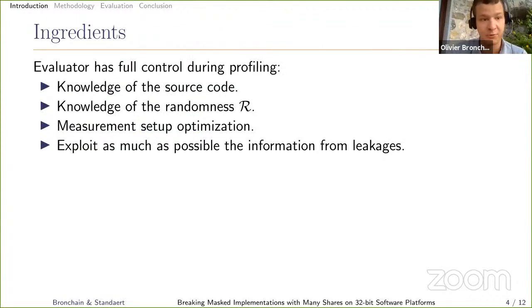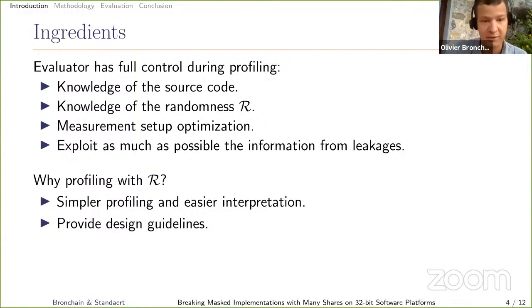What are the ingredients to reach that? Basically, we give full power to the evaluator during the profiling. So the evaluator has to know all the source code. He has to know all the randomness used during profiling. He also has to have a very nice setup, which he can optimize to have low noise. And then he has to have some techniques to exploit all the possible information that's within the leakages.